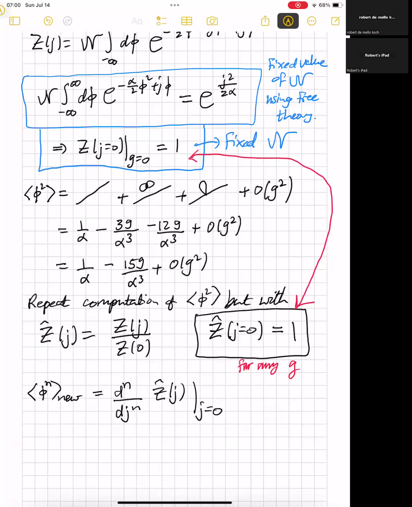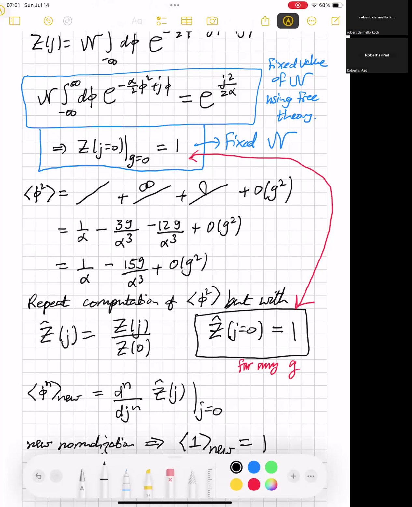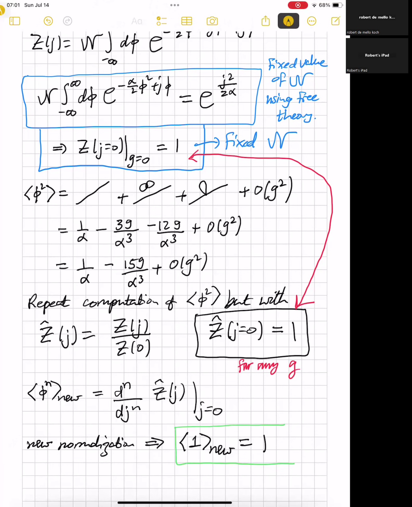And what does the new normalization imply? It implies that if we set n equal to 0, so we calculate the expectation value of 1 in the new normalization, we take no derivative with respect to j, so we've just got z hat evaluated at j equal to 0, and that's 1. And this looks extremely natural. So this looks good.